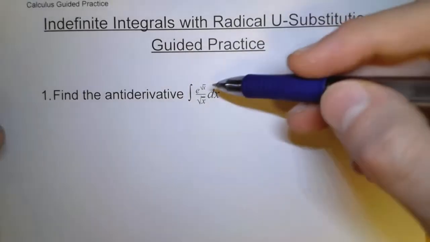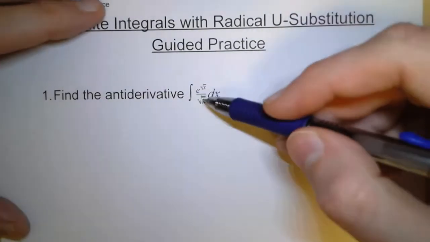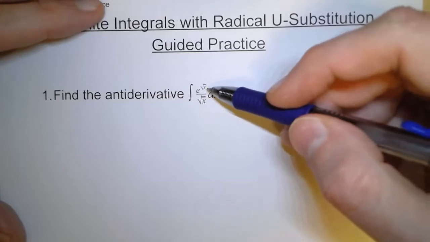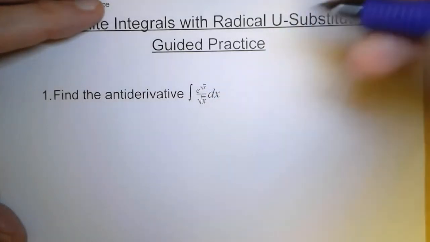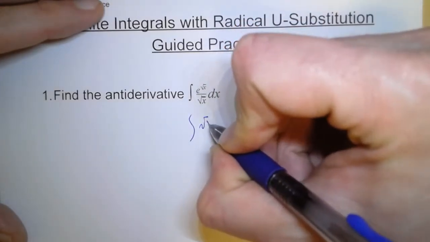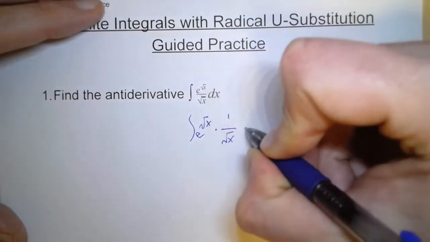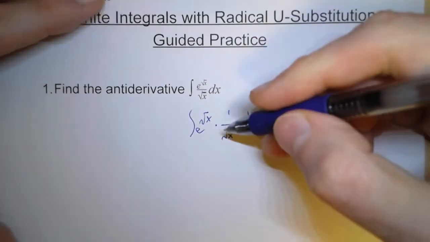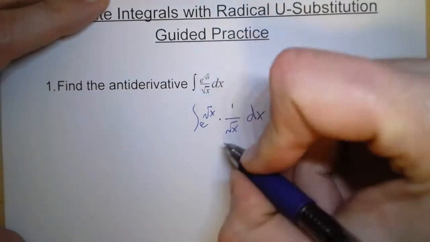Now, the main thing to note about doing u-substitution with radicals is you often need to separate out a numerator from the denominator, because more often than not, you have one. So, if I write out e to the square root x times 1 over square root of x dx, like this, it makes it a little easier to see what the u is versus what du will equal.